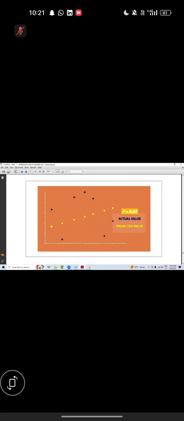Case 1. Move on to the next one. Good. Now please make a note. The R squared value is a very small value, 0.0. 0.0 means almost 0. Please understand, the R squared value is very low.